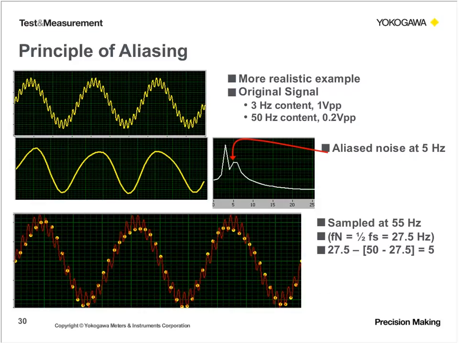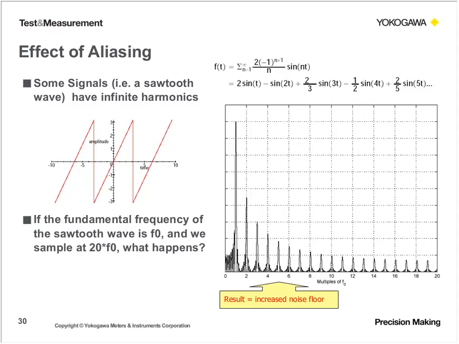So at 5 hertz, what we end up seeing in the frequency domain is an erroneous spike pointed out by that red arrow. And that's noise that will appear as a false measurement, and you may think that it's an actual measurement, but in actuality, it's just noise affecting your signal.